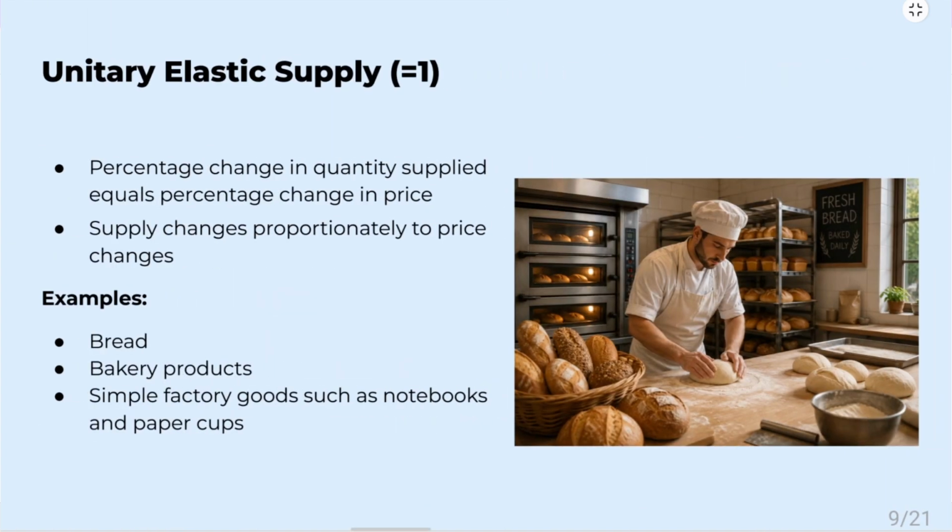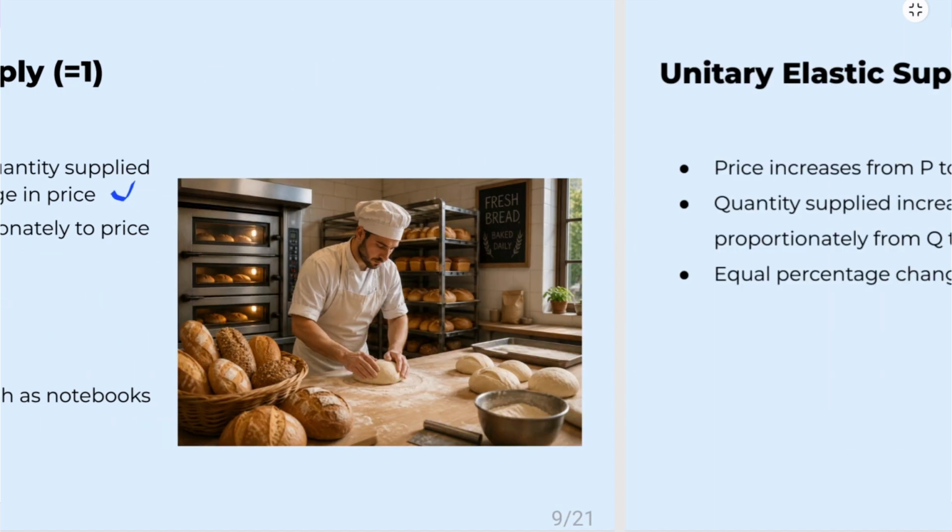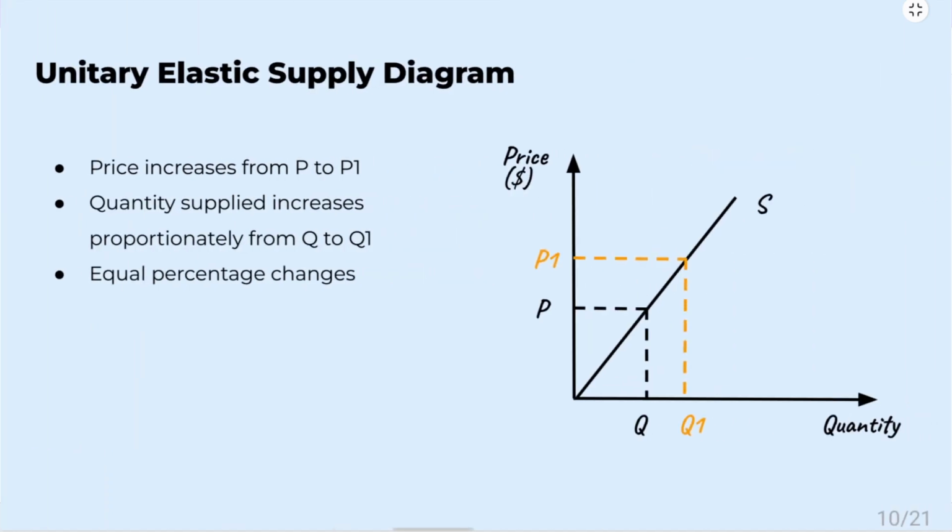Unitary elastic supply happens when the percentage change in quantity supplied is exactly equal to the percentage change in price. In this case, price elasticity of supply equals 1. Firms are able to increase production at the same rate as price changes. Products like bread, notebooks, and paper cups may sometimes have unitary elastic supply because production can be adjusted steadily. This means supply responds proportionately to changes in market price. This diagram shows unitary elastic supply.